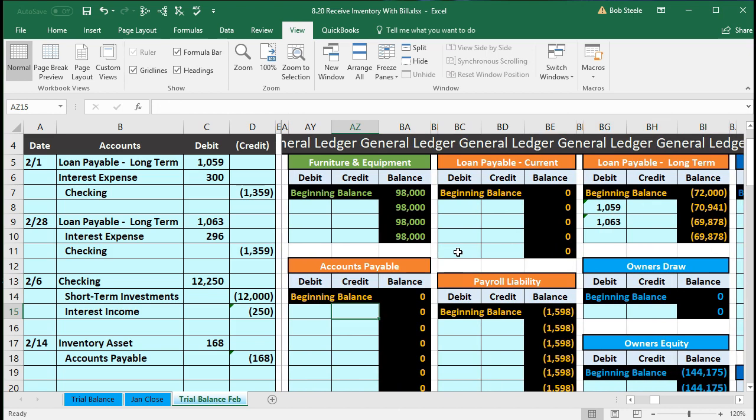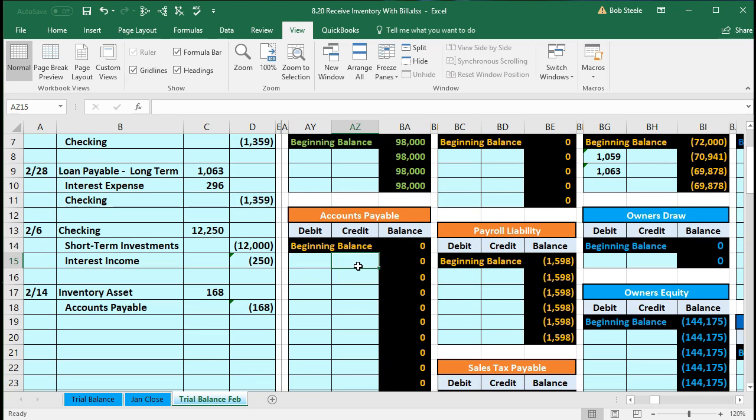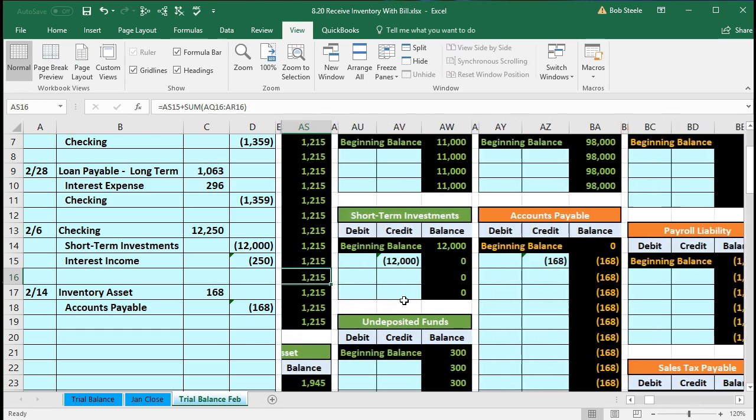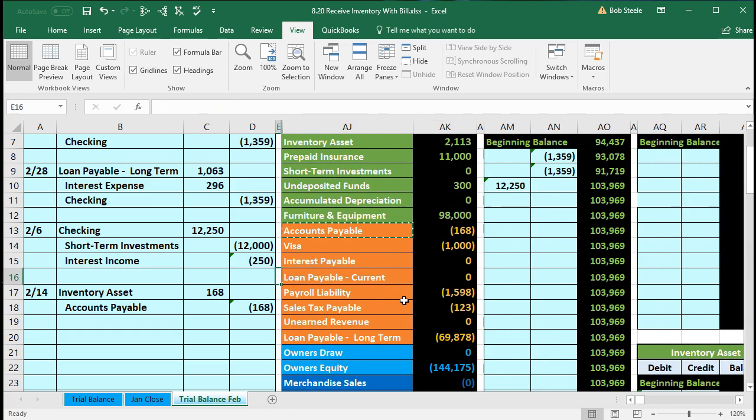It's in cell AZ15. So we're in AZ15 equals, and then we're going to point to that 168, bringing the balance to 168. That balance then should be found on the trial balance as well. So here we have the trial balance, and there's the 168.